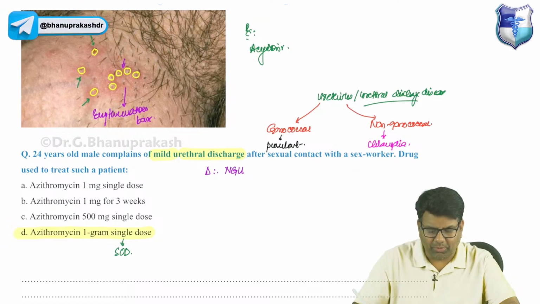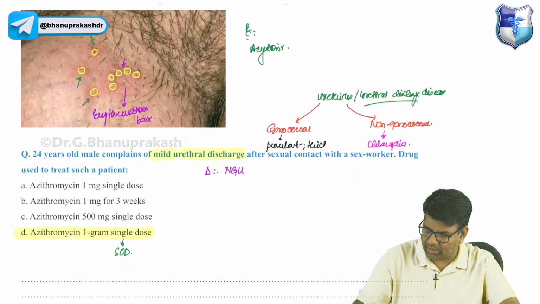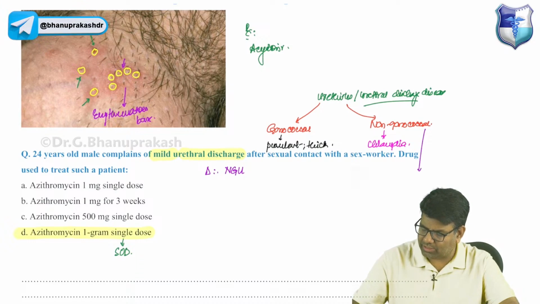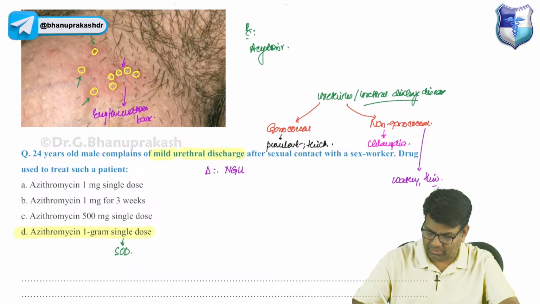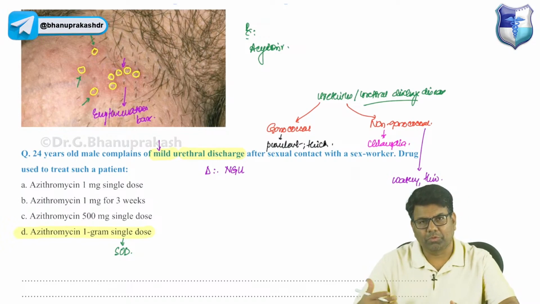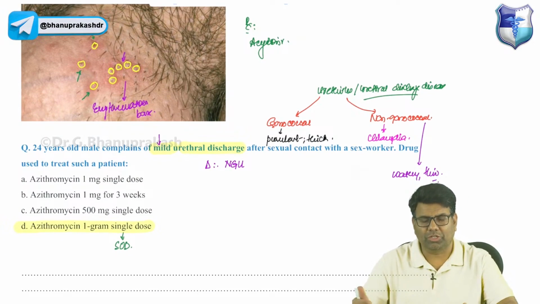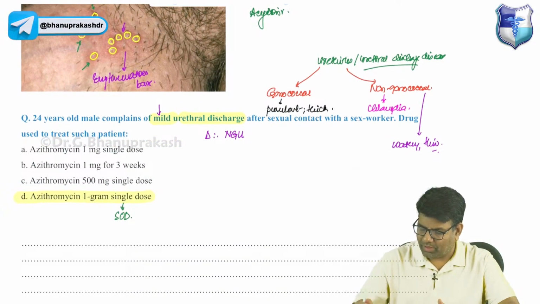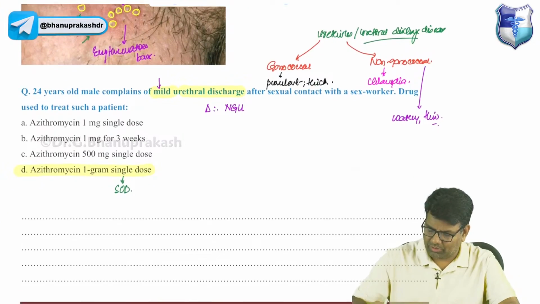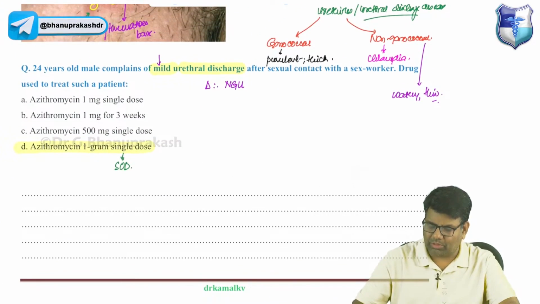Purulent, right? Purulent, thick. Whereas in case of chlamydia or non-gonococcal urethritis, the discharge is watery, thin. So the kind of discharge actually tells us about the probable diagnosis. So here, since it is mild urethral discharge, we can assume it to be a case of non-gonococcal urethritis, which is caused by chlamydia, and we will give azithromycin 1 gram single oral dose. Yes, of course, for gonococcal we will give cefixime. So this is in short about the urethral discharge.